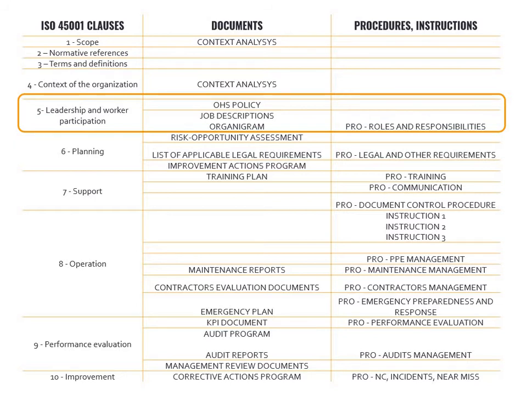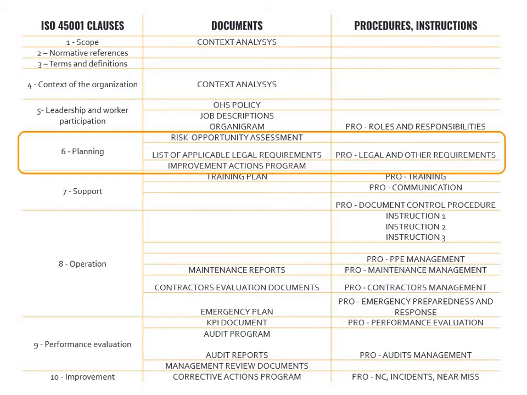For Clause 5, which is about leadership and worker participation, we had to do many different things. Firstly, the OHS policy in which we wrote the high principles of our OHS system. Then, we had to write job descriptions and an organogram. This really helps in knowing who does what in your organization. It could also be useful to write down in a procedure the rules regarding job descriptions and organograms.